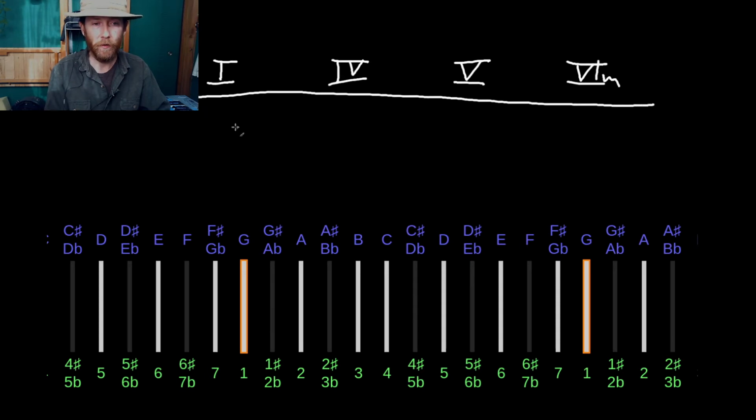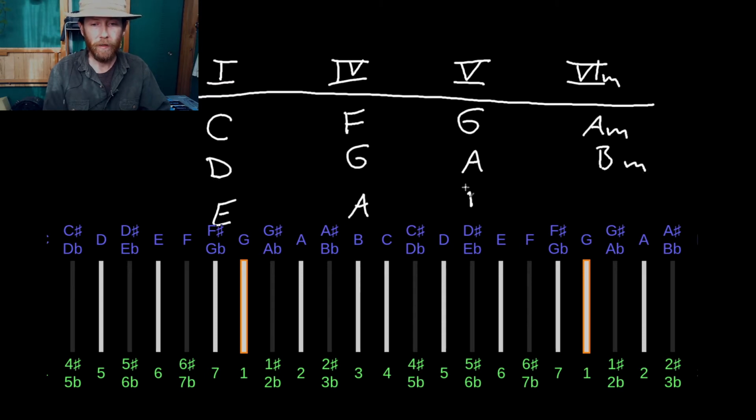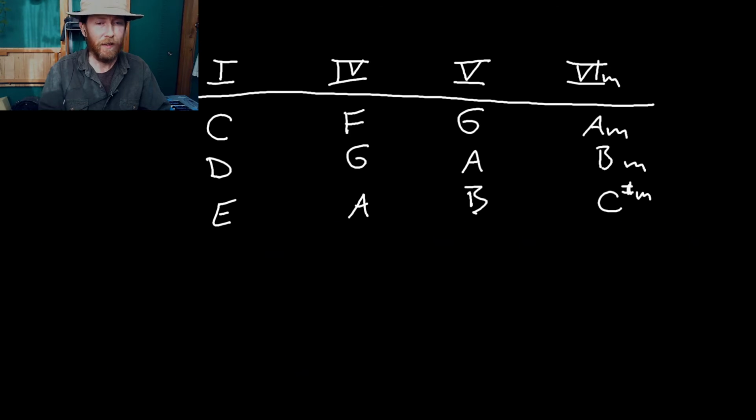If we're in C, the 1, 4, and 5 is C, F, G, and I'll put the 6 minor. If we're in the key of D, we get D, G, A, and B minor. If we're in E, we get E, A, and B, C sharp minor. If we're in the key of, I'll do F, but before I do, let me show you a little trick here.